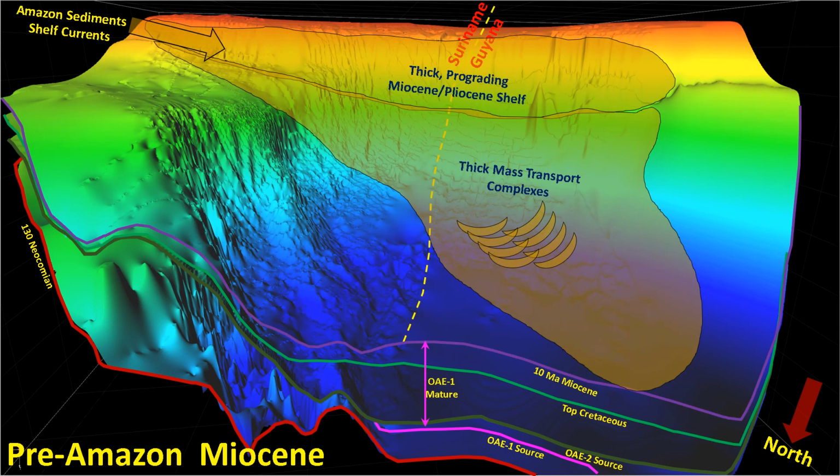The next slide shows the 10 million year Miocene surface, this significant unconformity mapped across the basin. It shows a couple things. First of all, there's very little sedimentation in that 40 to 50 million year period between the top Cretaceous and Miocene. The OAE1 source rock is still mature, but the OAE2 source rock is not mature at this time. This also shows the location of a significant prograding wedge of the Miocene Pliocene right along the shelf, as well as very significant mass transport complexes and thick sedimentation out in the deep water part of the basin.